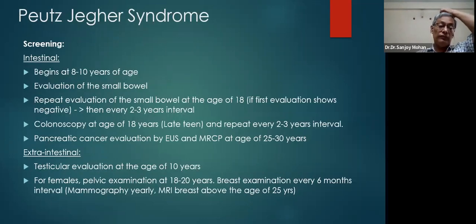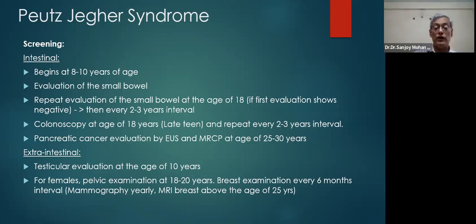Intestinal screening should begin at the age of 8 to 10 years, with evaluation of the small bowel, and repeat evaluation of the small bowel at the age of 18 if the first evaluation is negative. Then we should do colonoscopy at the age of 18 years, the late teens, and repeat at 2 to 3 year intervals.